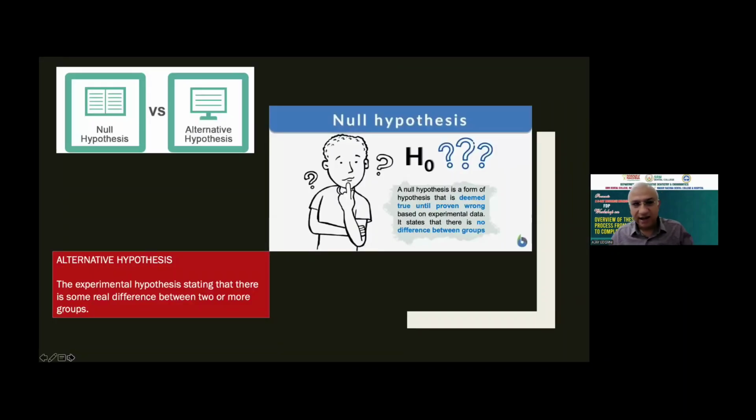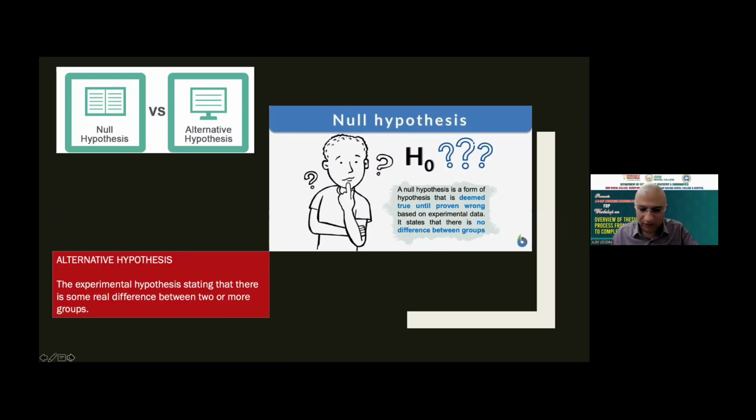Now, the hypothesis could be a null hypothesis or an alternative hypothesis. Basically, a null hypothesis is a form of hypothesis that is deemed true until proven wrong based on the experimental data. It states that there is no difference between the groups which we are testing, whereas the alternative hypothesis states that there is a real difference between the two or more groups.